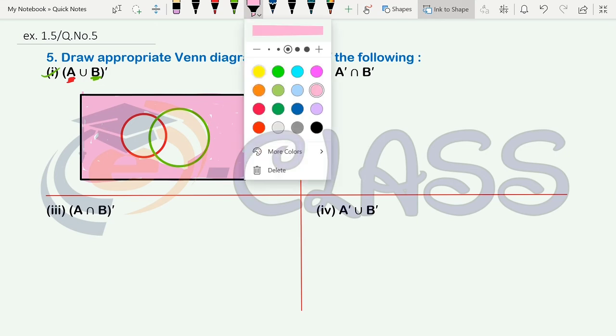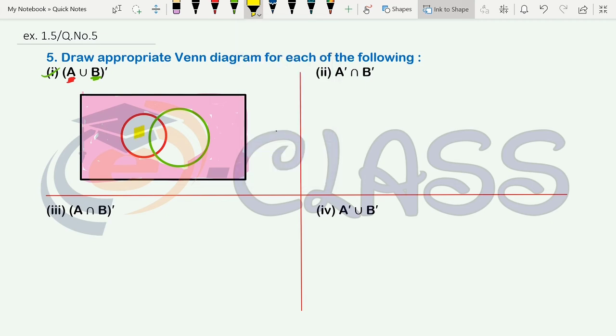So the pink region is the A union B complement, and the yellow region is A union B. So this is A union B complement, and the yellow region is A union B.